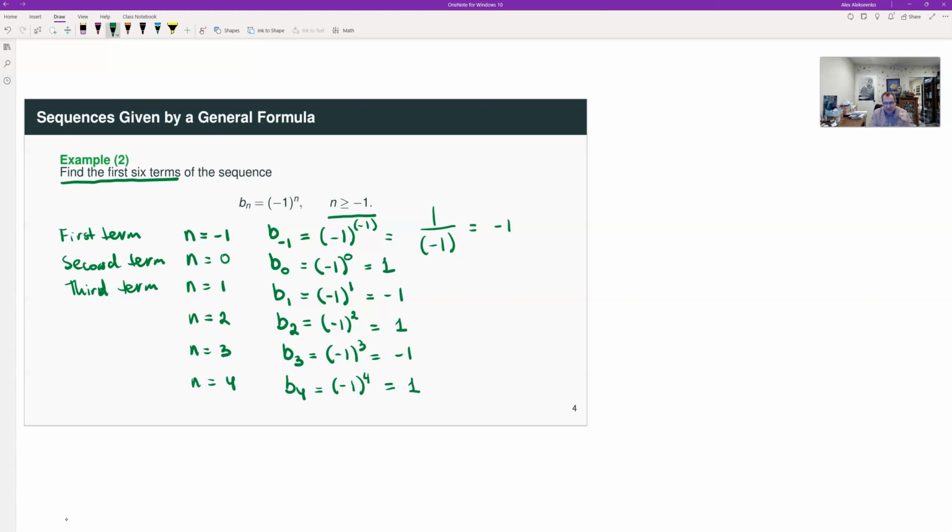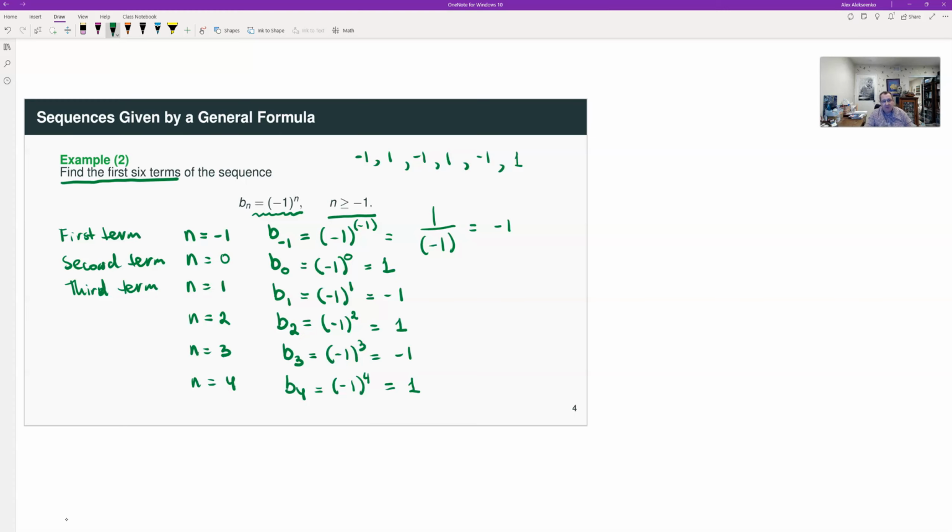So let me list those elements. I'll start with negative 1, then 1, then negative 1, then 1, then negative 1, and then 1. It's a very specific sequence that alternates between negative 1 and positive 1. And it is accomplished by using this little technical trick. Take negative 1 and start raising it to exponents. When the exponent is an odd number, you get negative 1. When the exponent is an even number, you get positive 1.